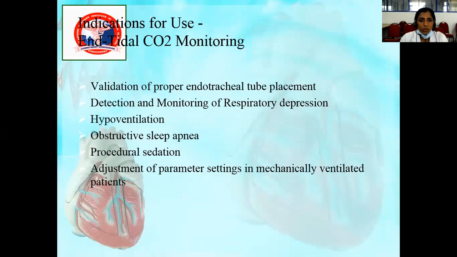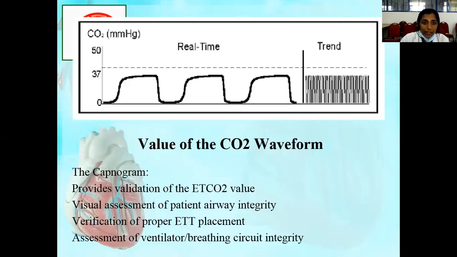Ideally, as I told you, any patient undergoing any type of anesthesia must have EtCO2 monitoring. But for a patient under general anesthesia, it is very, very important. It helps in confirming the proper positioning of the endotracheal tube. It helps in detecting and monitoring respiratory depression, and in diagnosing hypoventilation or OSA. And if we want to make any changes in the ventilatory parameters which we have set, EtCO2 is our guide for doing that.